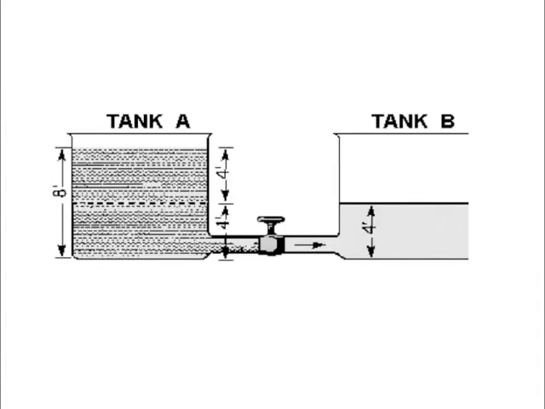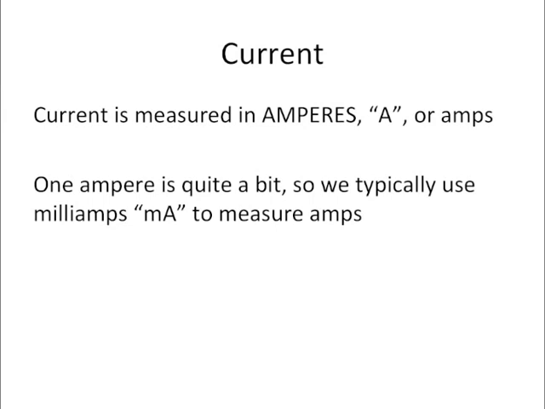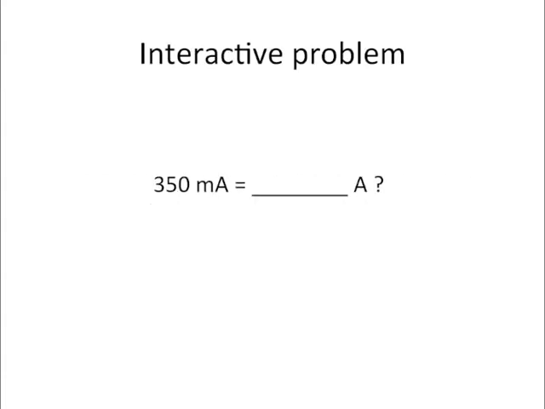So looking back at our analogy here, we've defined voltage as that difference in potential between tank A and tank B. Now, what's the rate at which that difference equalizes, or the rate at which the liquid flows from tank A into tank B? We know that as current, and current is measured in amperes, or also we call it amps. 1 ampere is quite a bit, so typically we use milliamps to measure amps.